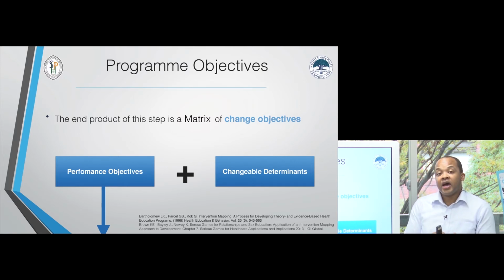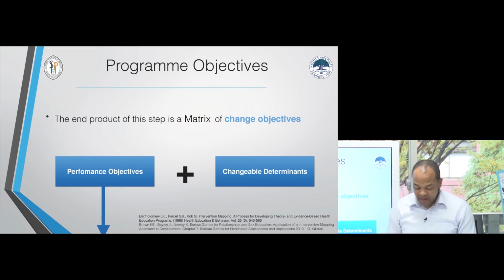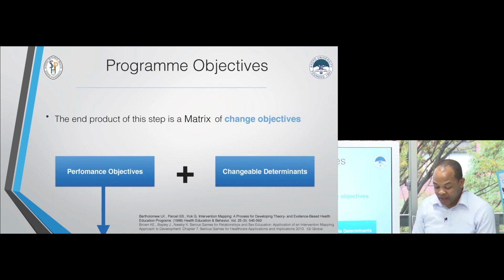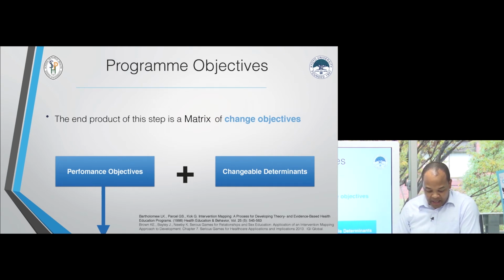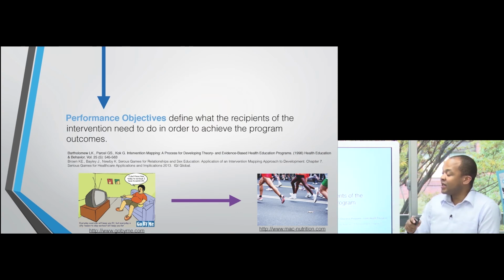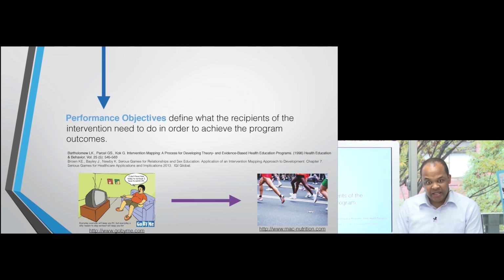It is a matrix of change made of change objectives. Change objectives are compiled using performance objectives and changeable determinants. In this way, let me show you. First, for performance objectives, these define what the recipients of the intervention need to do in order to achieve the project or program outcomes. So performance objectives define what the recipient of the intervention needs to do. What is it that they need to do to achieve the goals of the project or the program, right?